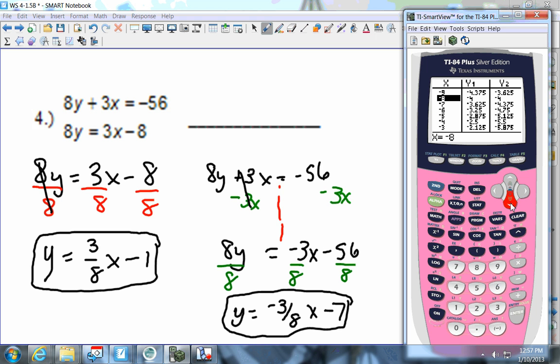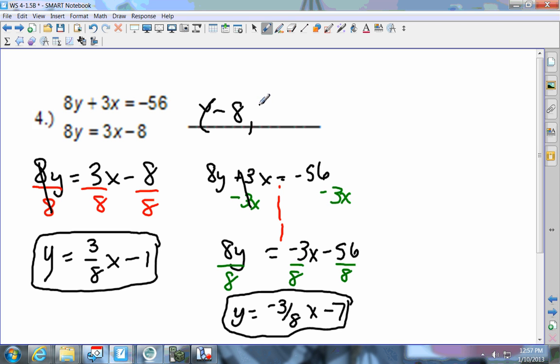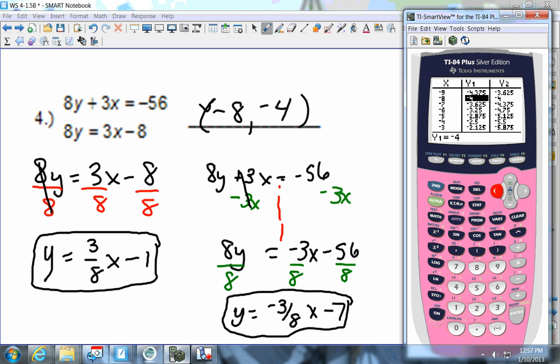How do you know that it's negative 8? y1 and y2 are the same. That means that my answer over here is, whoops, let's see here. Negative 8. What was that? Negative 4? Okay. But let's go back and remember how to do this with the 3 enters. We'll go second, trace, 5 for intersect. Make sure it's graphed before you go any farther, and then enter 3 times. Negative 8, negative 4. Okay?